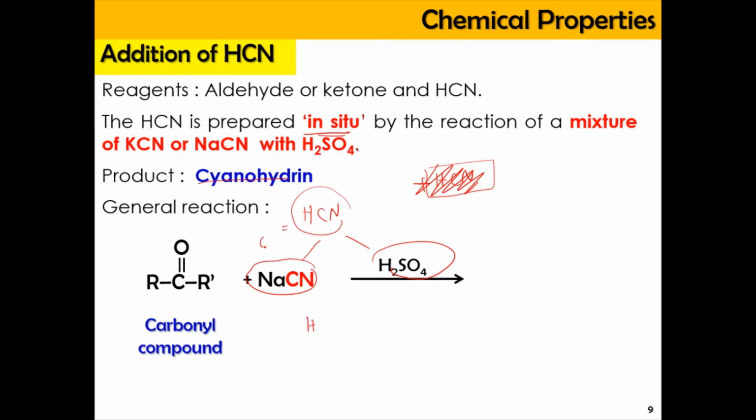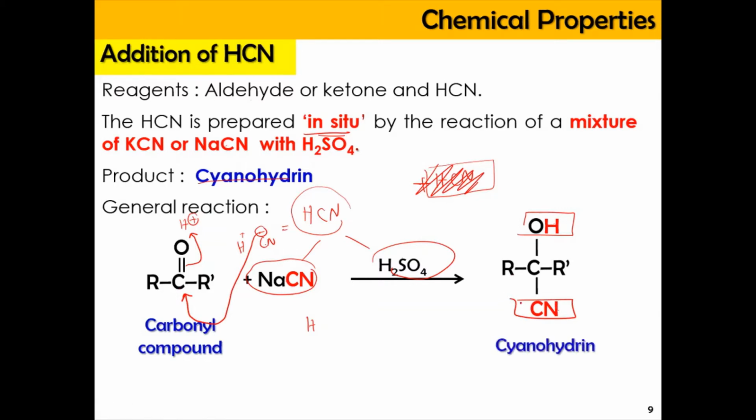HCN will have CN minus and H plus here. Okay, so the CN minus will act as a nucleophile and attack here, and the double bond is going to break and attach the hydrogen. Okay, so the mechanism, you don't have to know the mechanism, but essentially the CN is going to be attached here, and the double bond O is going to become OH. Okay, so CN akan masuk di bawah, and the double bond O is going to become OH here. Okay, and this product is known as the cyanohydrin.